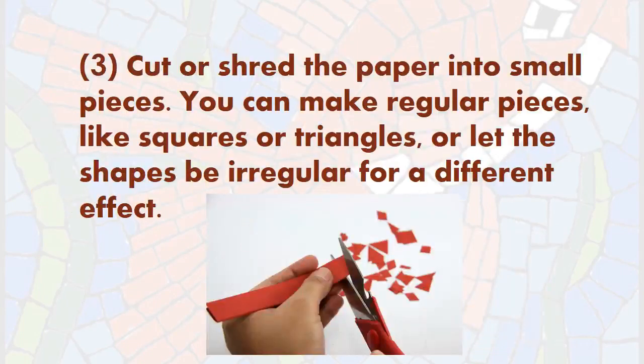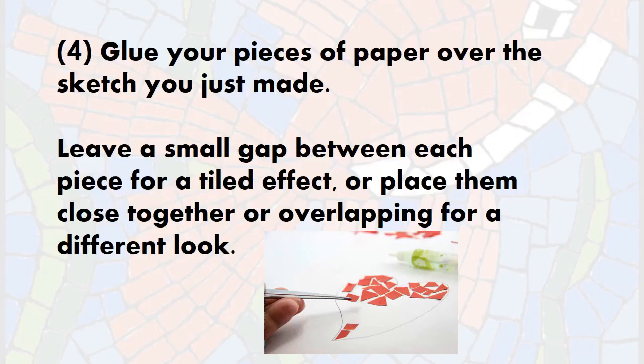Step 3. Cut or shred the paper into small pieces. You can make regular pieces like squares or triangles, or let the shapes be irregular for a different effect entirely. Before we talk about step 4, please remember to separate your different colored pieces of paper. If you have red, make sure the red pieces of paper are in a bowl. If it's blue, all the blue pieces of paper should be in a bowl. Don't mix them up so that you can easily pick the colors you want when you are to paste.